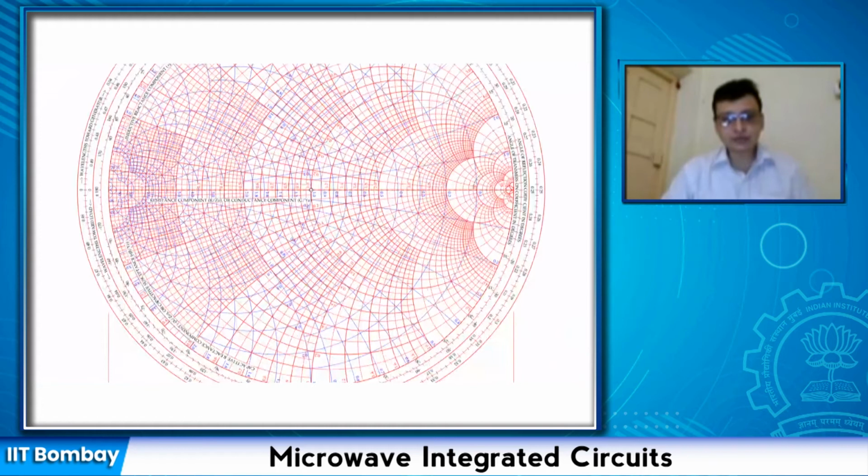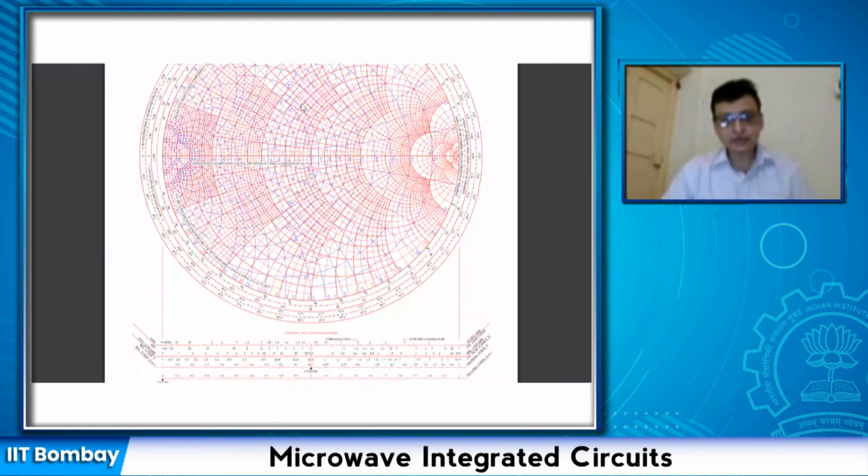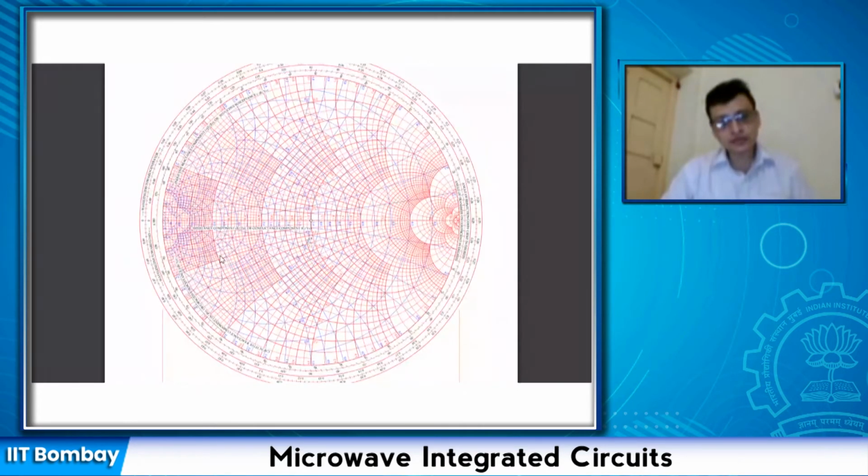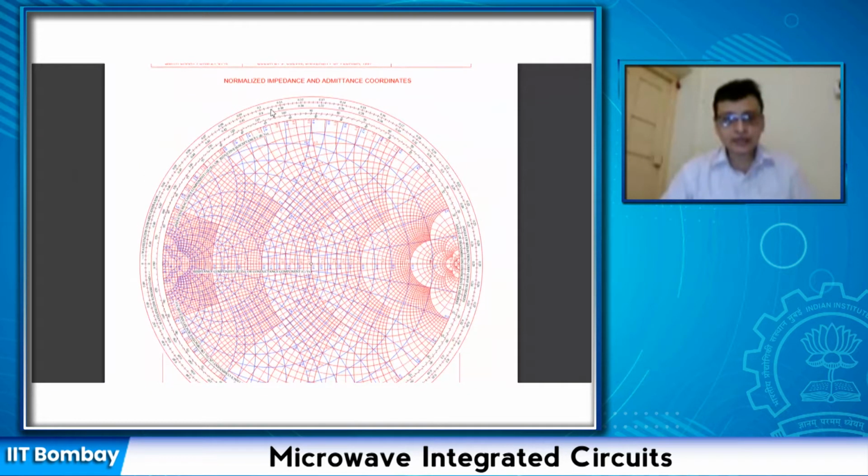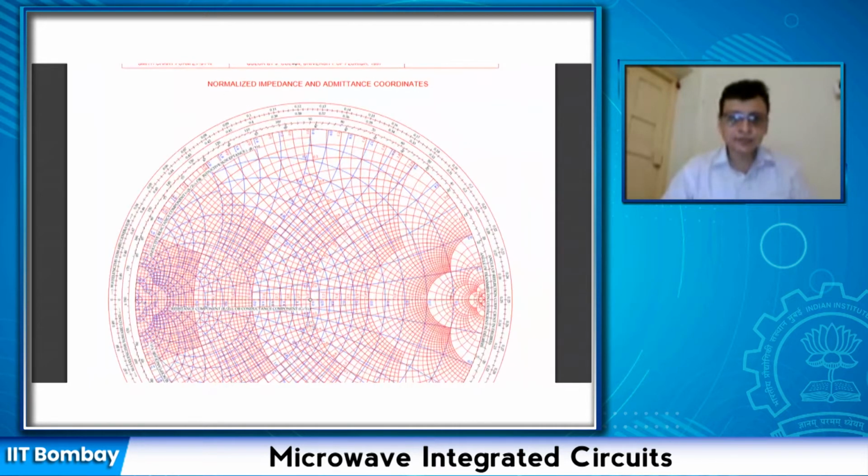This is the actual commercial ZY Smith chart. These blue lines represent the constant conductance and constant susceptance circles. The red ones represent the constant resistance and constant reactance circles. There are 3 scales, or rather there are 4 scales actually, if I zoom in a bit.